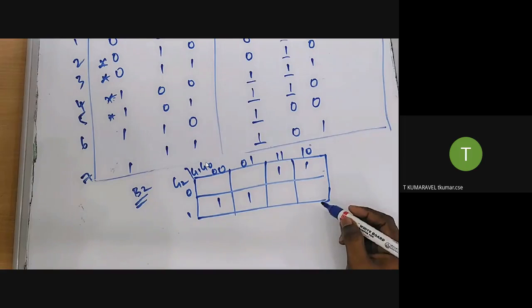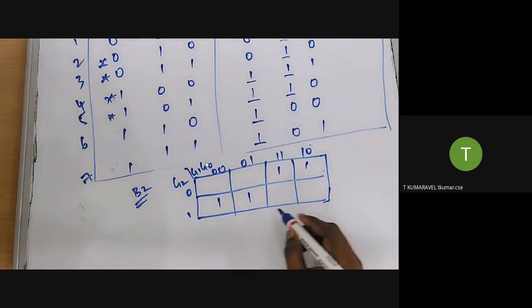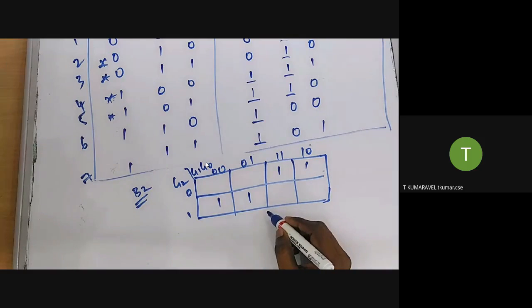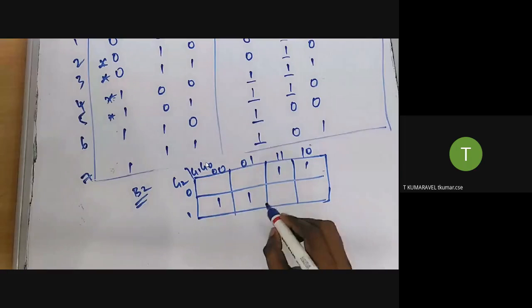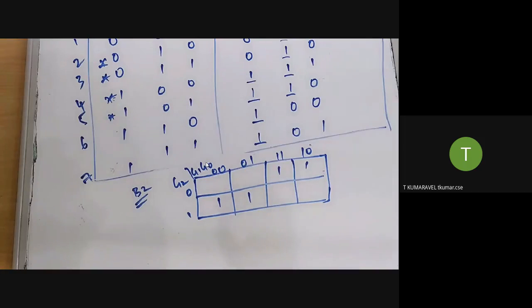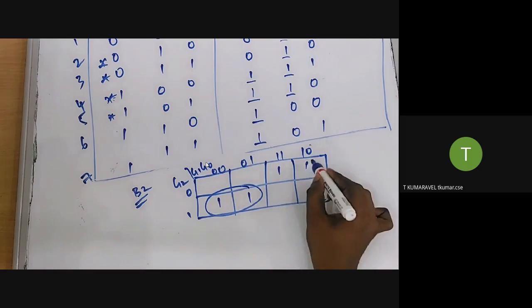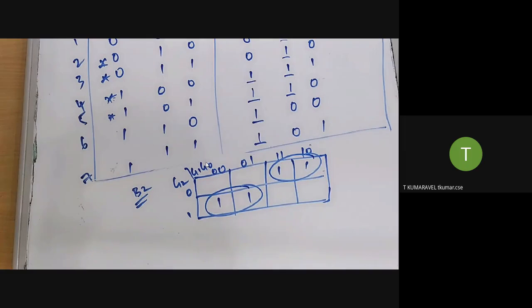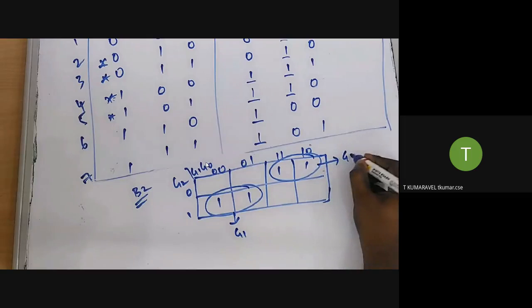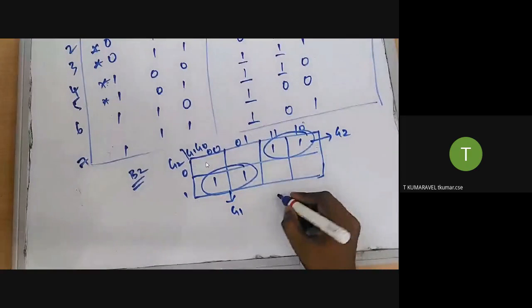Octant is not possible. Next possible is quad. Quad also is not possible because the input values are scattered in different places. The possible grouping is pairing. This is one type of pairing, and this is another type of pairing. Okay, what is the answer? This is G1, and this is considered as G2. So what is the final answer?